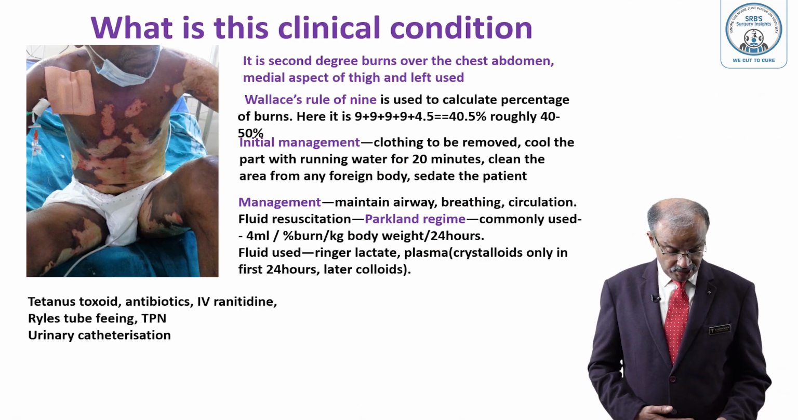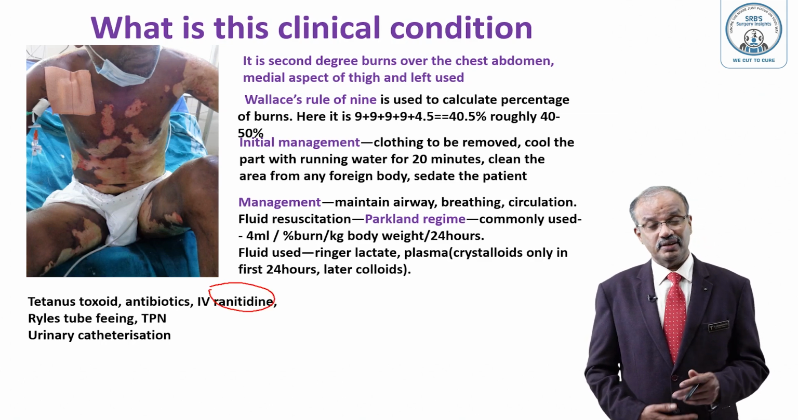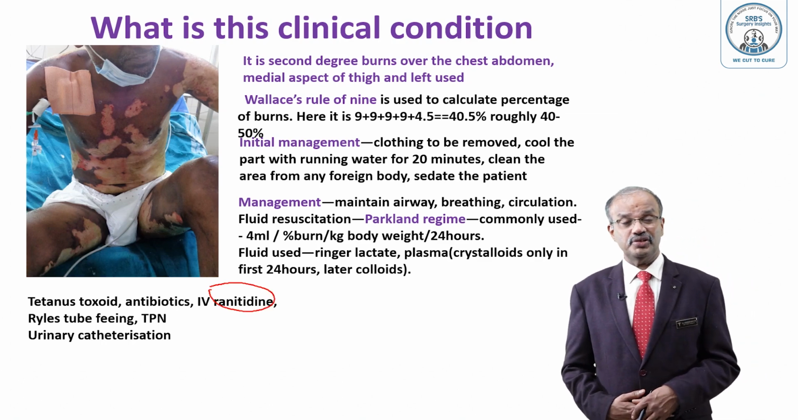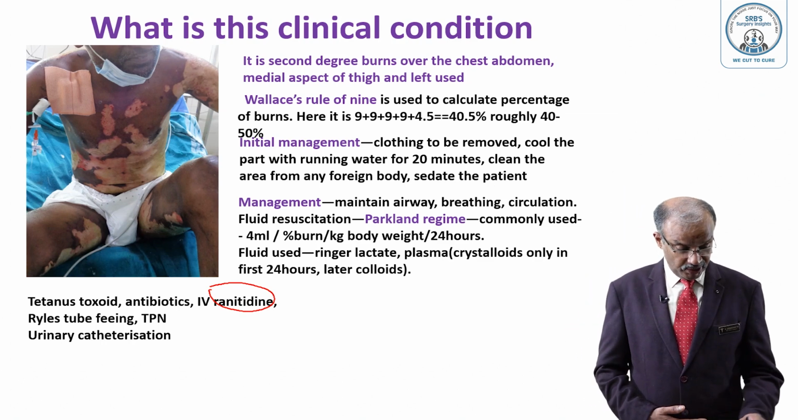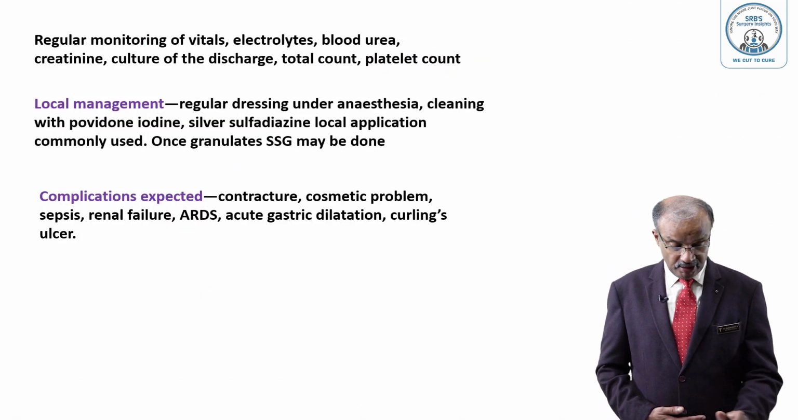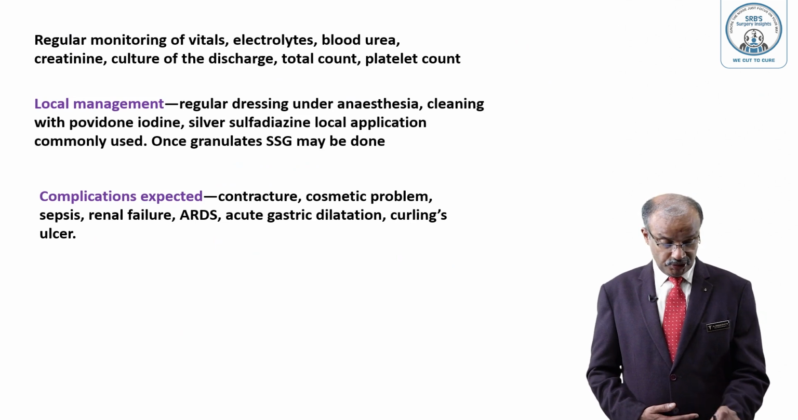So tetanus toxoid, antibiotic, IV ranitidine is important to prevent curling ulcers in the stomach. Ryle's tube feeding, TPN, catheterization already told. Regular monitoring of the vitals, electrolytes, blood urea, creatinine, culture, total count, and platelet count.